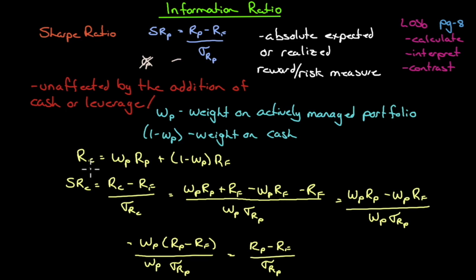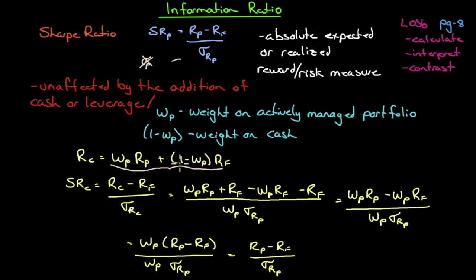So RC is the combined portfolio. RC is the return on the combined portfolio. And what is our return? It's going to be WP, the weight on the actively managed portfolio, times the return on the portfolio, plus 1 minus WP times RF, because it's the risk-free rate. We're investing in cash. So that is our return now. Well, if our Sharpe ratio combined is RC minus RF over the standard deviation of RC, well, RC equals all of this. So let's substitute that in, and we can expand that out.